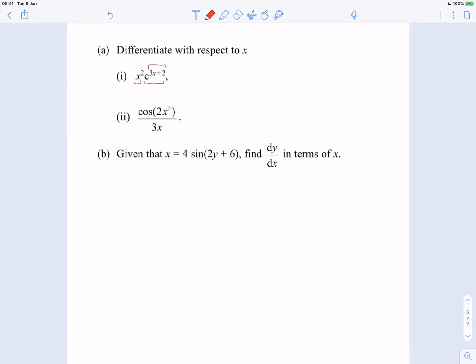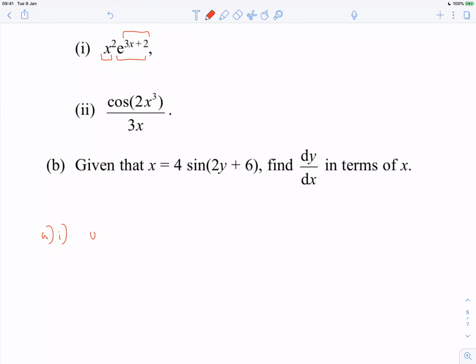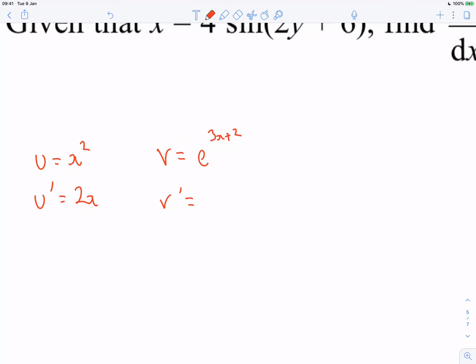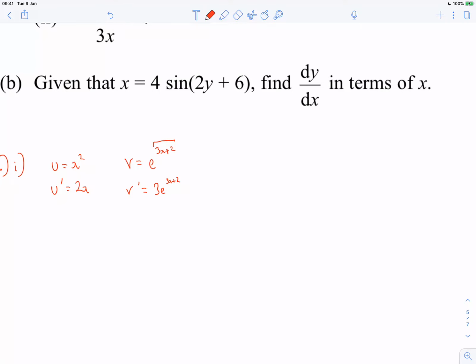So, first of all, for part A, I, we've got u equals x squared, and u dashed is going to be the differentiation of that, which is 2x. Now, v is e to the 3x plus 2, and v dashed, well, the quick way is you take the argument of this and you differentiate it. So 3x plus 2 is going to differentiate to 3, so you bring that out. And then you remember that e to the x doesn't change when you differentiate it, so it's just going to be e to the 3x plus 2. And again, with practice, this is going to be quicker and quicker.